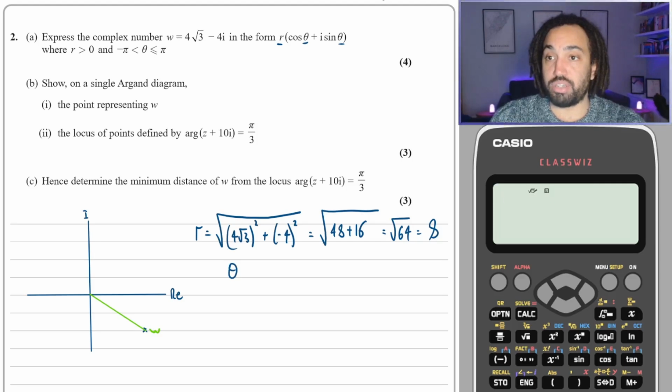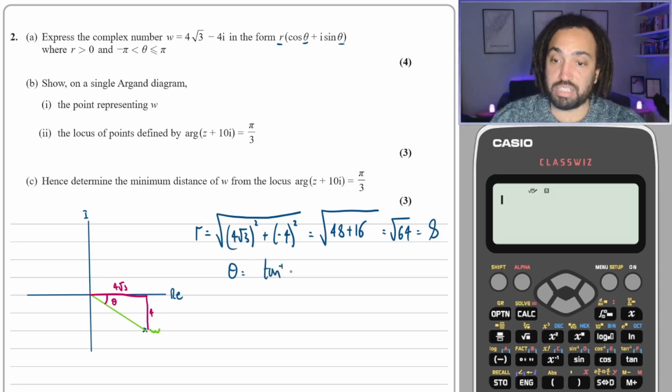Well, we can use trigonometry to work out the angle here. We know that it's this much along and this much down. So that's 4 root 3 and that is 4. So working out the angle theta in here, then I would just do tan to the minus 1 of 4 over 4 root 3. I always keep it positive when working out the angle, and then what I'll do is I'll apply the negative because it's below the axis afterwards.